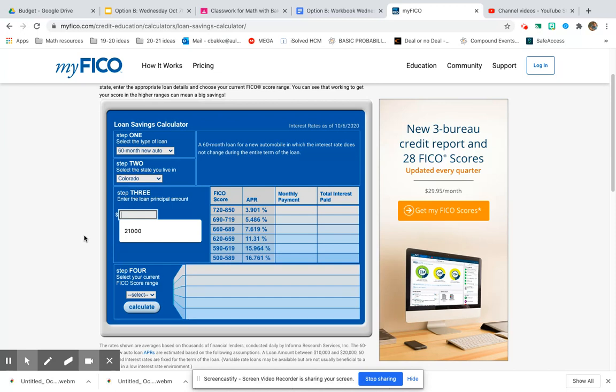Enter the loan principal amount. Remember, guys, the principal is the amount of money you're borrowing right then. So if the car is $21,000, you owe $21,000. And then you're going to hit calculate, and it's going to literally produce the monthly payment and the total interest paid for all of the different credit score ranges.